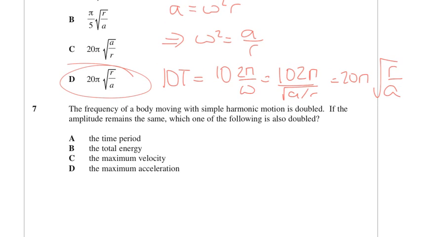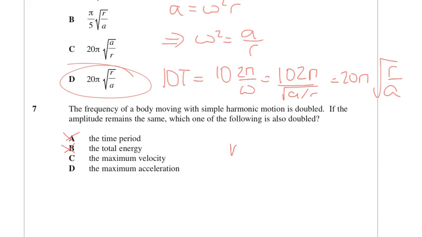Okay, so the frequency of a body moving with simple harmonic motion is doubled. If the amplitude remains the same, which one of the following is also doubled? Well, so double the frequency, you'll halve the time period, so that's certainly not going to change. The energy is related to the amplitude, which stays the same, so that's not going to be doubled. So we're down to the maximum velocity and the maximum acceleration.